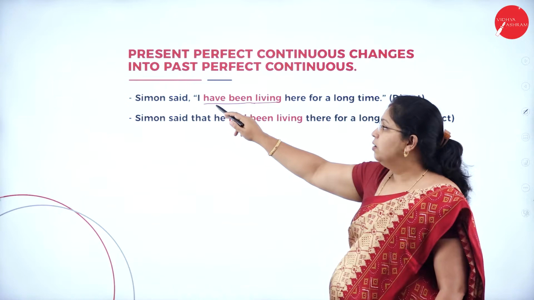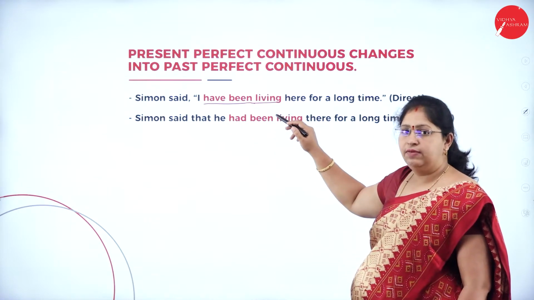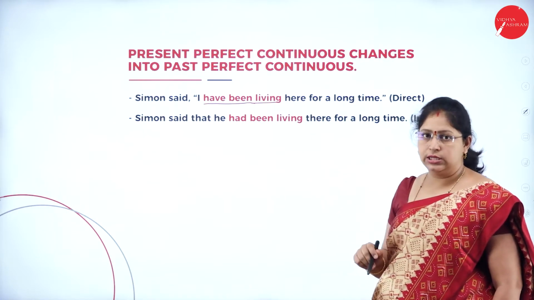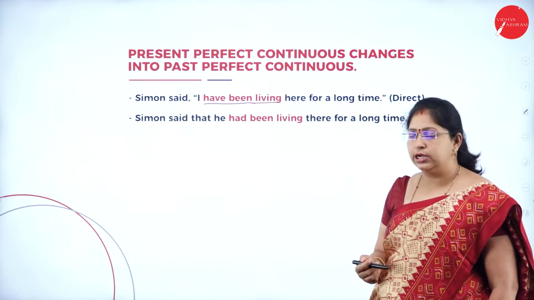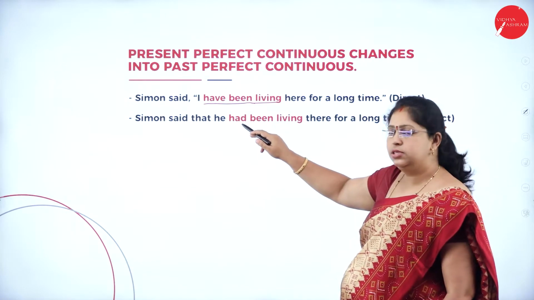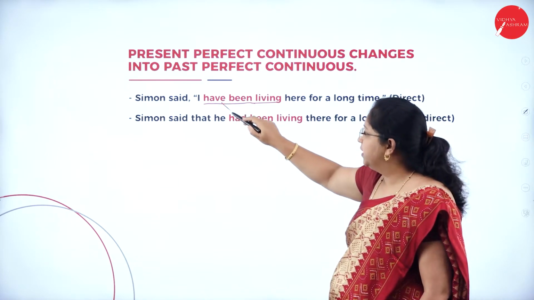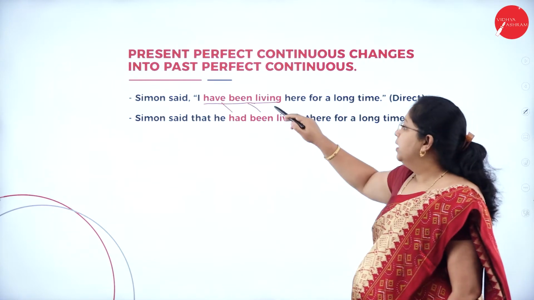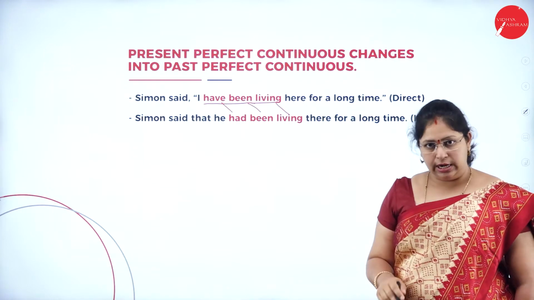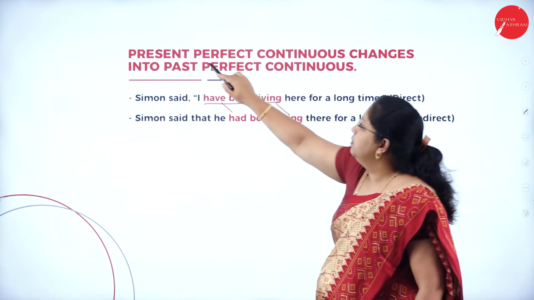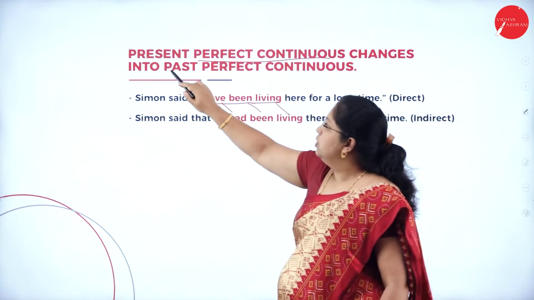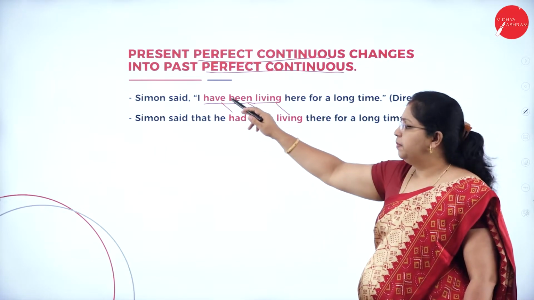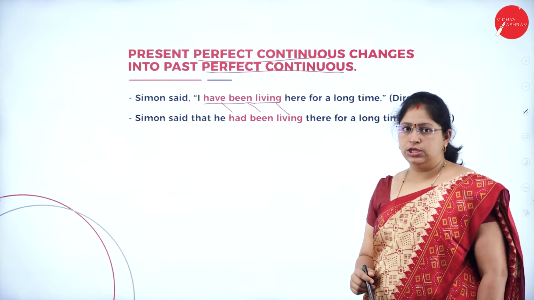Now, we should see what happens to have been living. Okay, what happens to present perfect continuous tense? It has to change to past perfect continuous. So, have becomes had. Okay, have becomes had. Been remains the same because it is perfect. Living remains the same because it is continuous. So, here it is from present perfect continuous to past perfect continuous, correct? So, only the present and past words have to be changed. Okay.